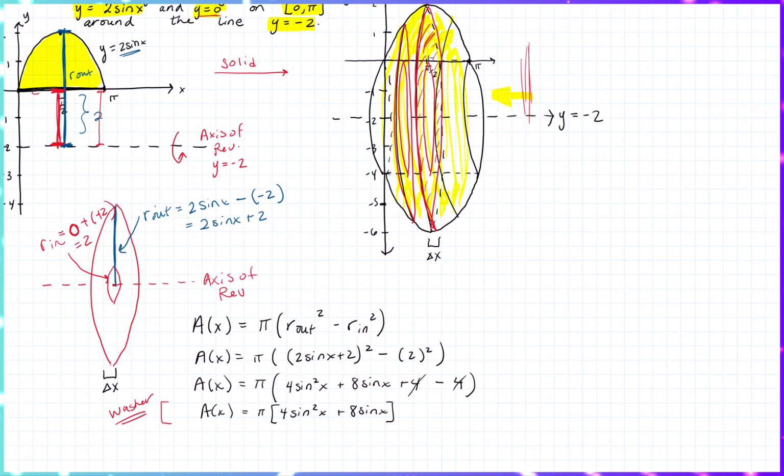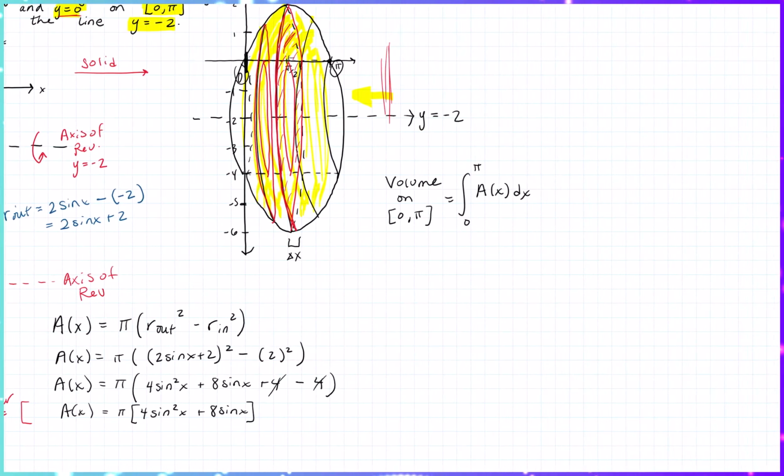So to calculate the volume, I'm going to come over here where I have some more space. The volume of this solid. Now remember, the solid was defined from 0 to pi on the x-axis. So we're going from 0 to pi. You can see that within the solid, but you can also see that around the region that we revolved. So we're going to be integrating from 0 to pi the area of these washers with respect to x. So we're going to end up with the integral from 0 to pi, since we already did the simplification of the area function, of pi times 4 sine squared of x plus 8 sine of x dx.